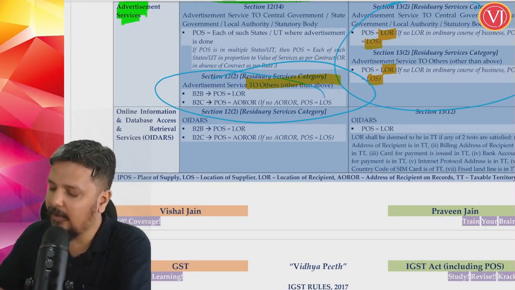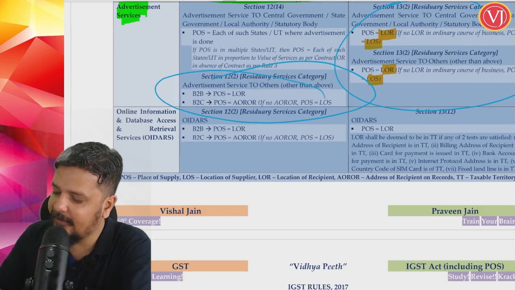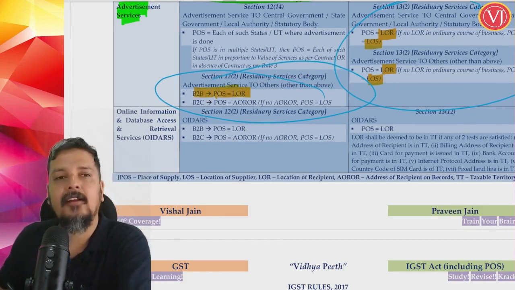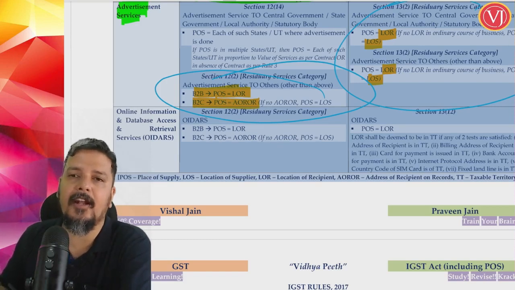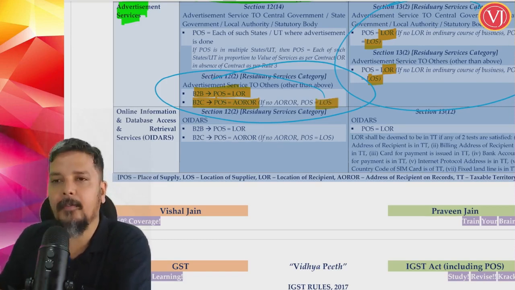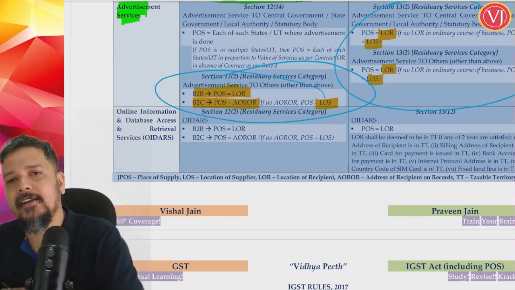It goes with normal category. What is the normal category? What is the normal category answer? If it is B2B, location of recipient. B2C, address of the recipient on records. If not available, go with location of supplier. Normal category. Then for what there is a special category?